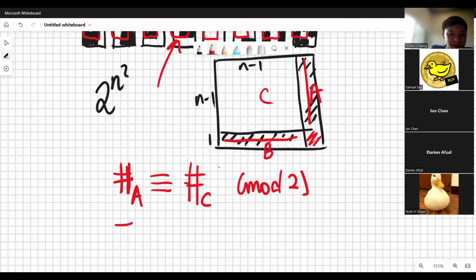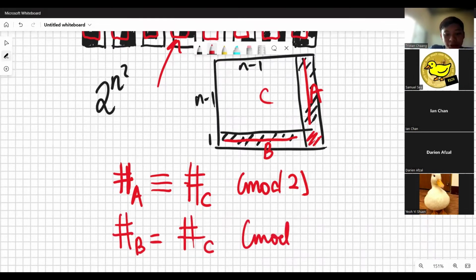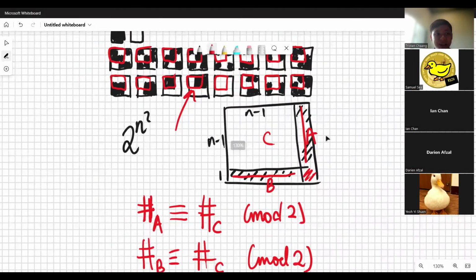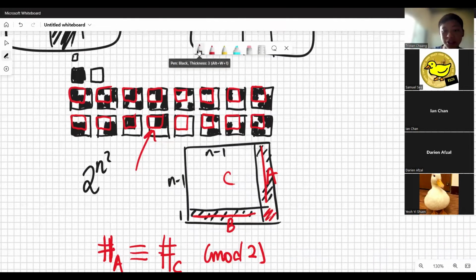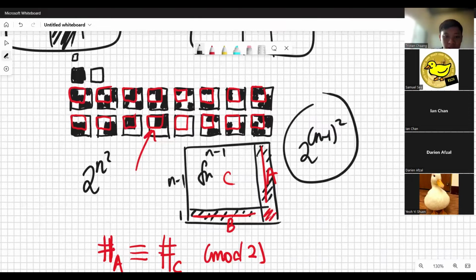And also the number of black squares in region B and the number of black squares in region C are equal mod 2 again. And so the number of black squares in region A must have the same parity as the number of black squares in region B. And therefore the last square is always uniquely determined. And hence we are just free to color region C in any way possible, and hence there are 2 to the power of (n minus 1) squared possible ways of coloring. So freely color.